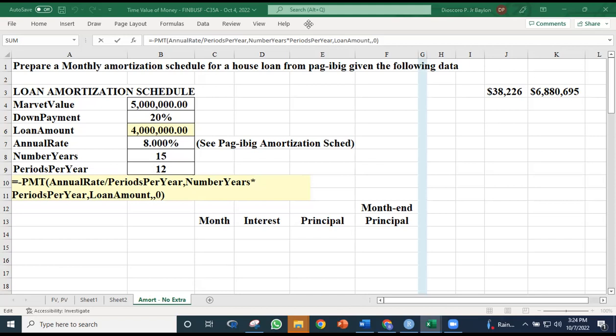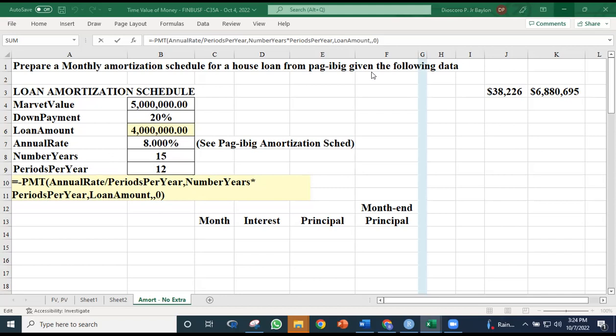Okay, so may I request you to please chat in the chat box kung ano na nangyari, guys, kung nakasunod ba kayo, if you were able to follow the formula for annuity. Thank you. All right, thank you. So for the rest, I hope you're able to follow.